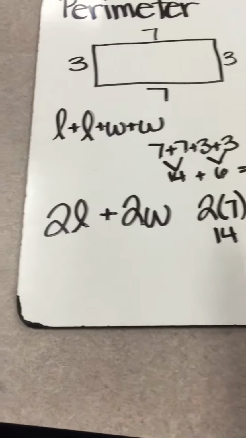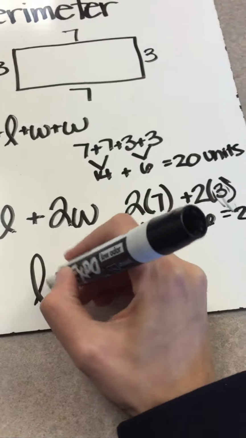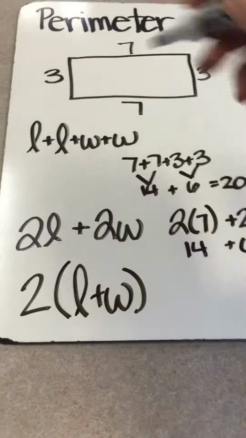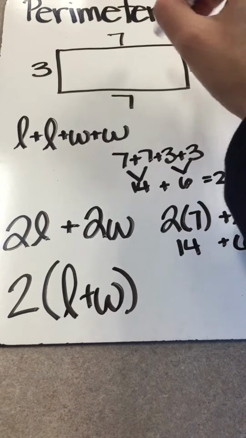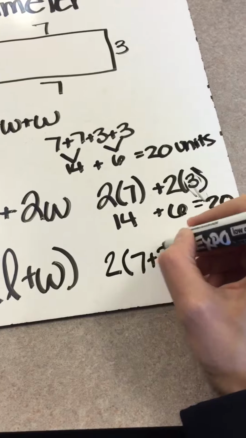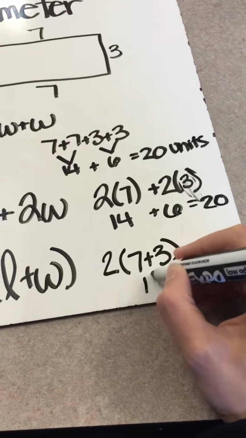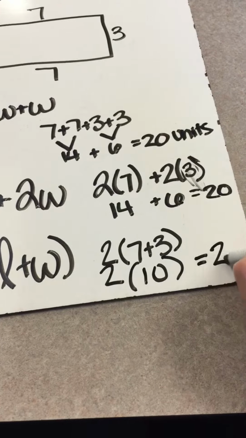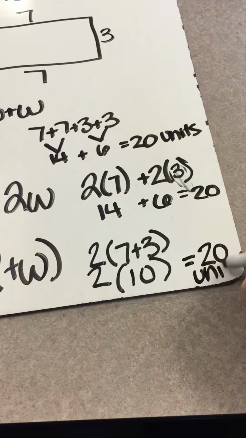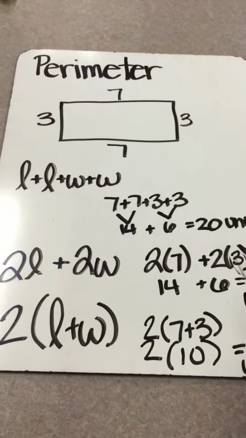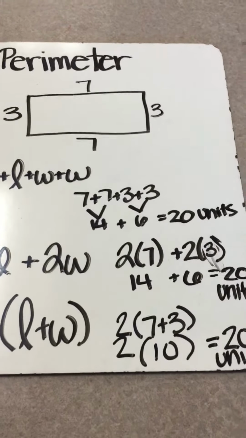Another way we can do perimeter is we can also add the length and width first and then multiply it by 2, because really we're adding these two numbers together and adding these two numbers together. So 2 times 7 plus 3, 7 plus 3 is 10, times 2, 10 times 2 is 20 units. And I didn't write units here, oops, units. That's how we solve for a known perimeter.